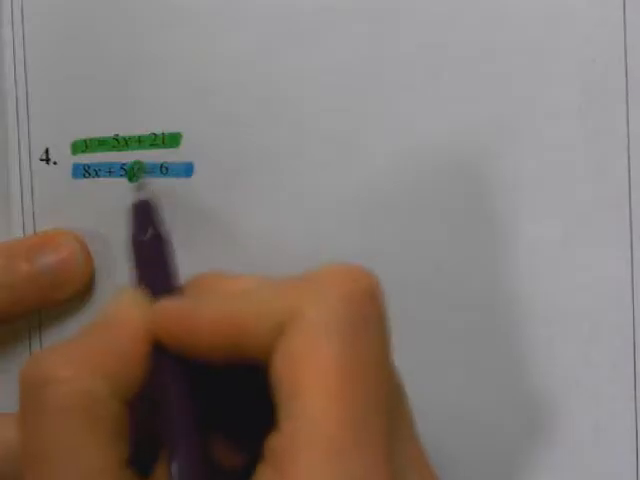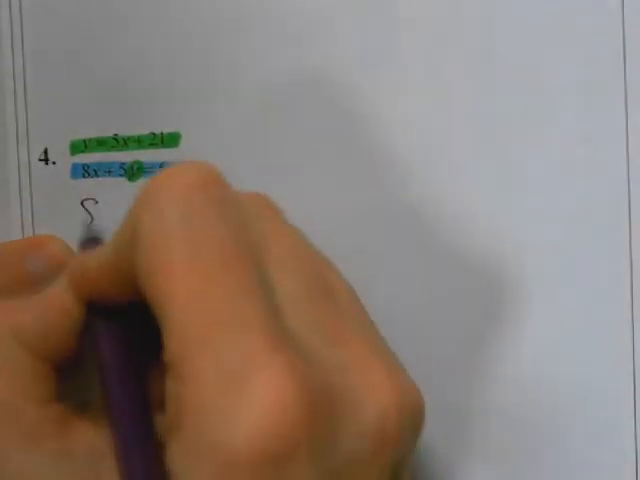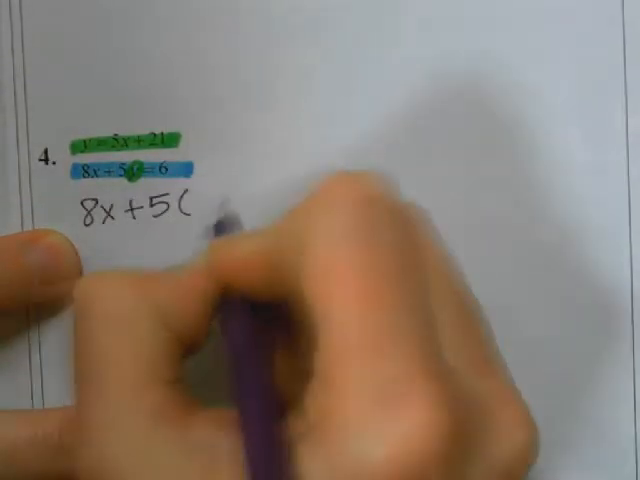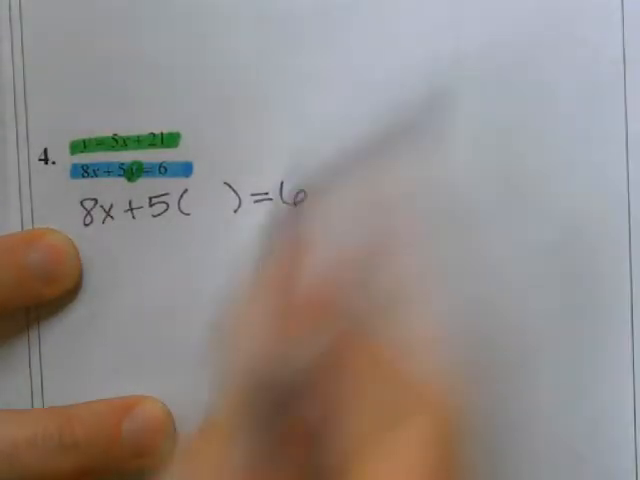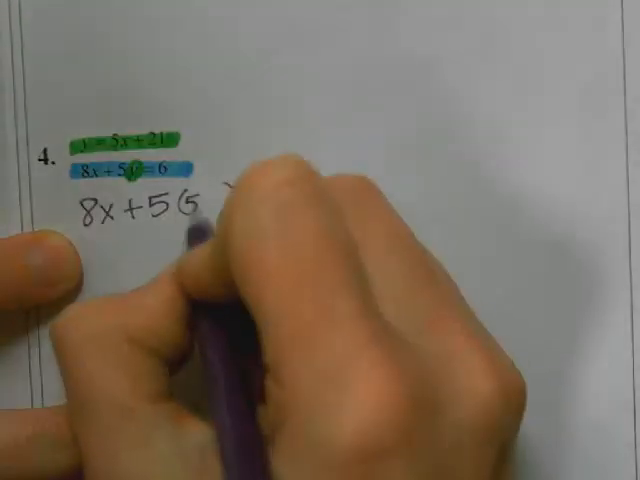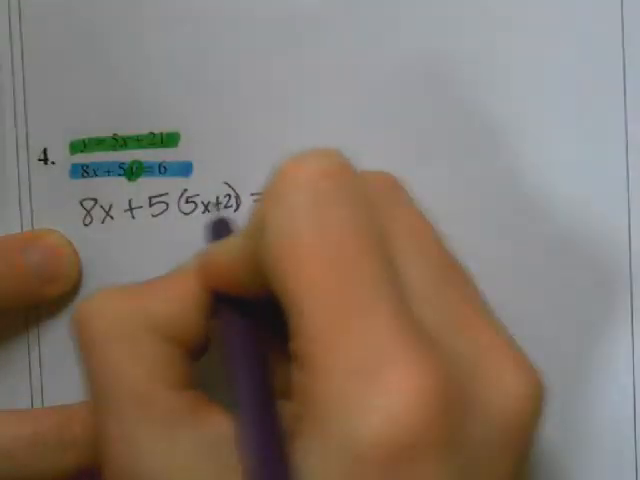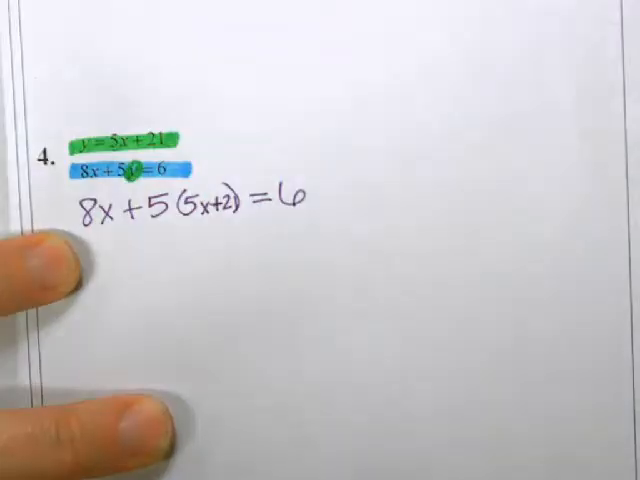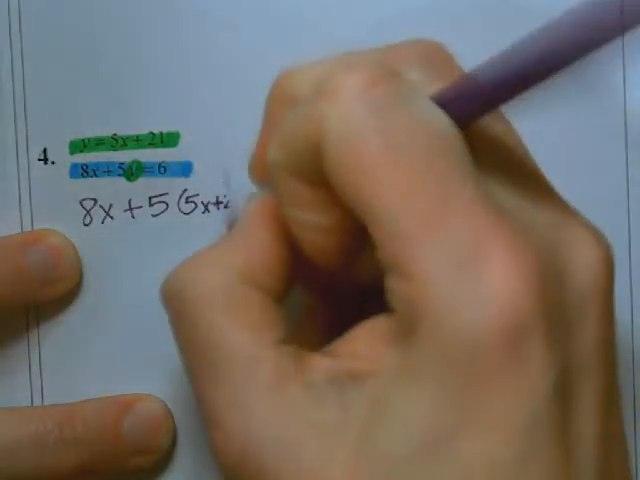Okay. So instead of putting the y, I'm going to put parentheses because I circled my y here. So we say 8x plus 5 parentheses equals 6. And instead of this green y, I'm going to put 5x plus 21. Make sure you leave enough space to write in there. I wrote kind of small. See if I can fit it all in there now.